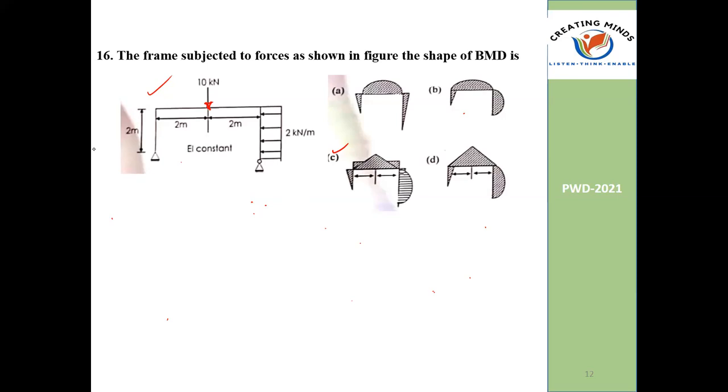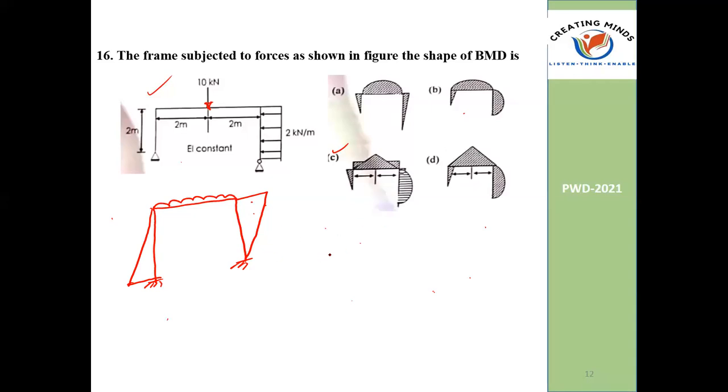Sir, one more thing. Instead of UDL, if it is UVL, how is the bending moment? Instead of UDL, it is UVL, cubic. The thing is, see, I'll give like this. Now, what is the BMD for this kind of structure?